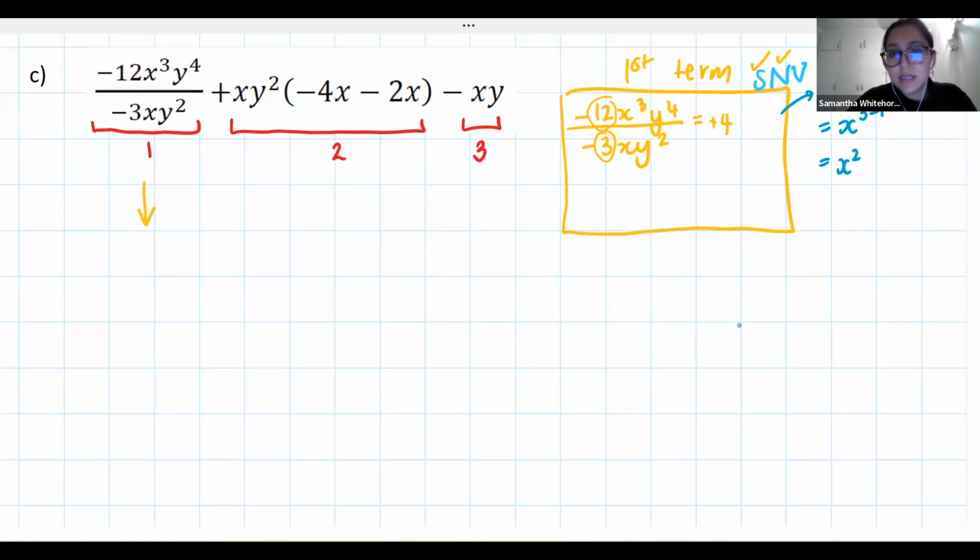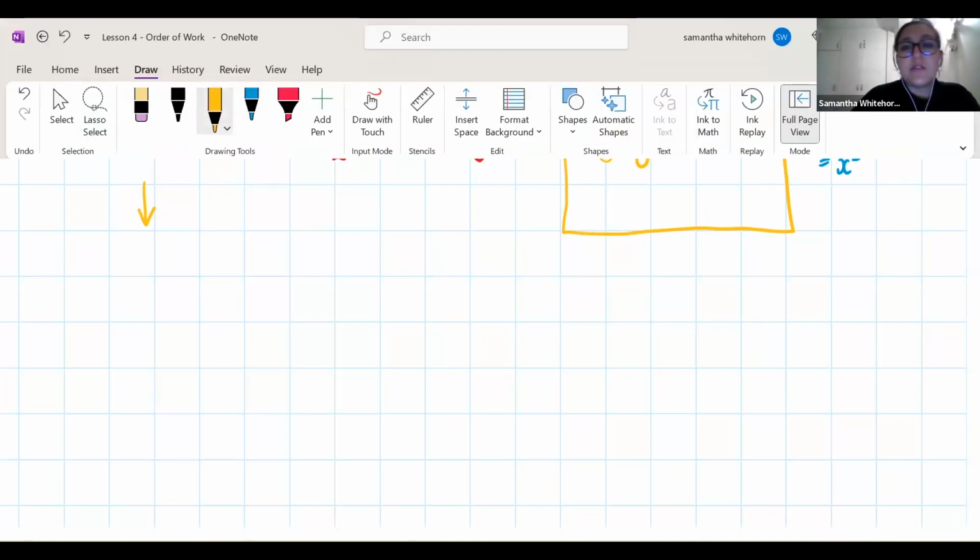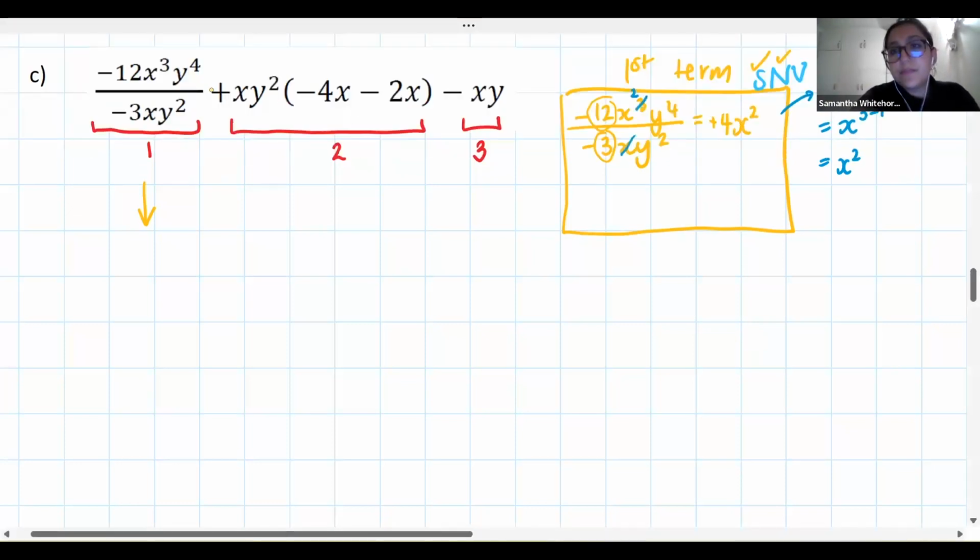Personally, I just cross cancel. So I see I've got 3 x's in the numerator, 1 in the denominator. 1 can cancel with 1 at the top, leaving me with 2. Gets you exactly the same place. And so whatever you would prefer is completely up to you, but we simplify to x squared.